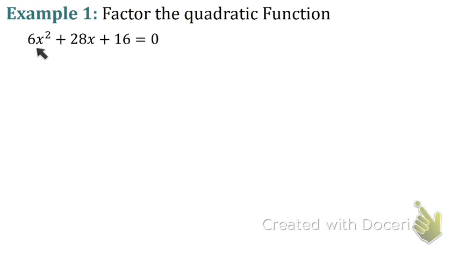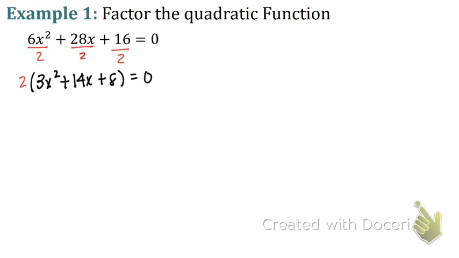What I notice about all 3 of these numbers is that they are each even. Therefore, I probably can factor out a 2. So I'm going to divide each one of these by 2. My 2 is going to go out front, and I'm going to rewrite this function as 6 divided by 2 is 3, 28 divided by 2 is 14, and 16 divided by 2 is 8.